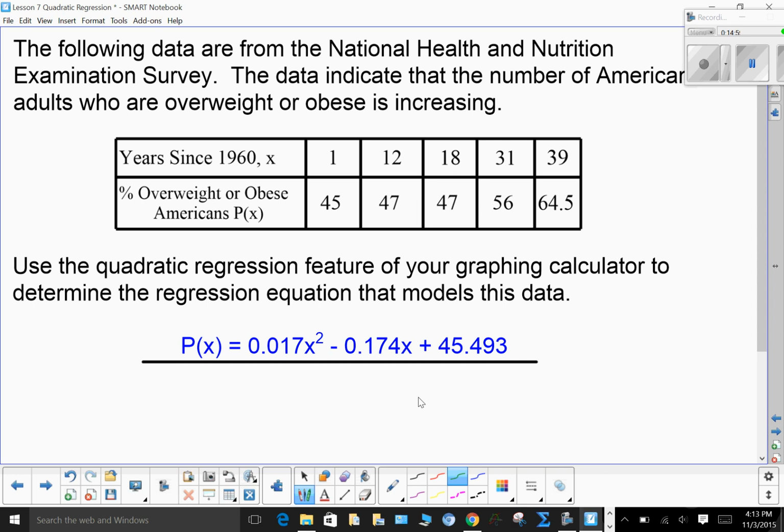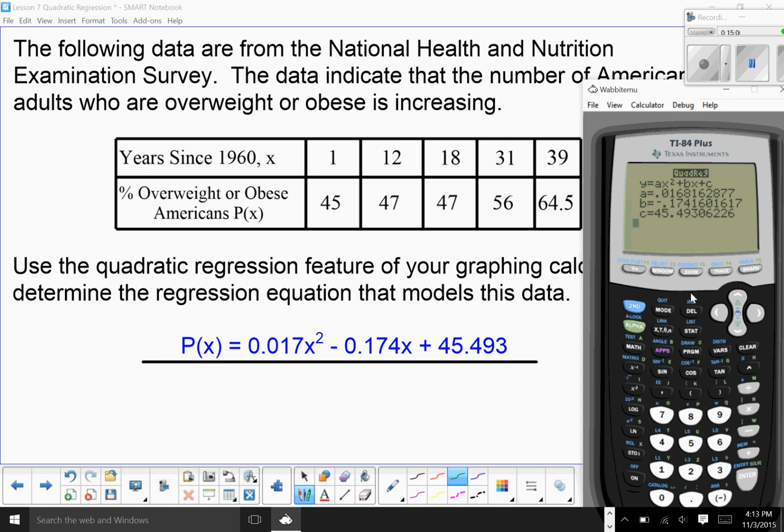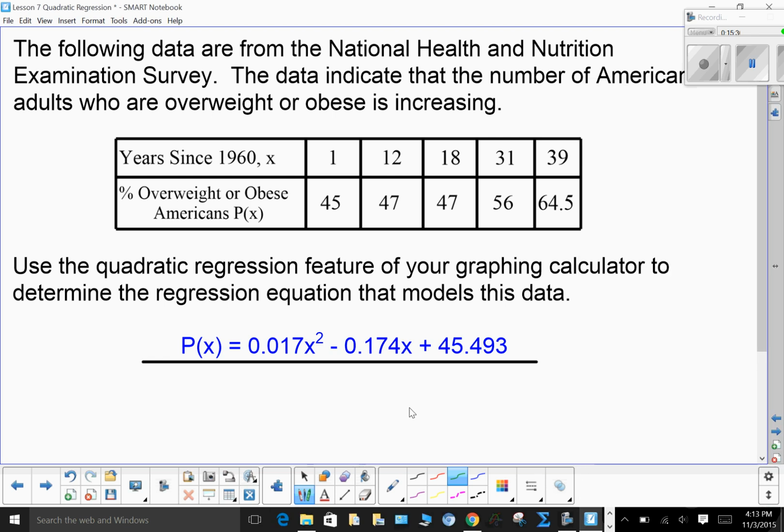Now, we just assumed this was quadratic because that's what I told you to do. But remember, we should check what it looks like. So if I do zoom 9, that will give me a statistics plot, and I can look at the data and I can look at the equation. And it does in fact look like it matches our quadratic. I didn't do the scatter plot first. If you're told it's quadratic regression, you can assume it's a quadratic model. If you're not told what type of regression, you have to do the statistics plot first.